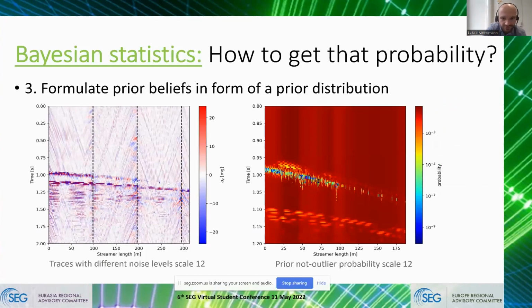Now, the next step, the third step, is to formulate our prior beliefs in the form of a prior distribution. And our prior belief in this case is that some traces have a higher noise background level than other traces. And we can give this information to the distribution. And what we get afterwards is the picture on the right with some not-outlier probability, just using the assumption that the noise level is different for different traces.